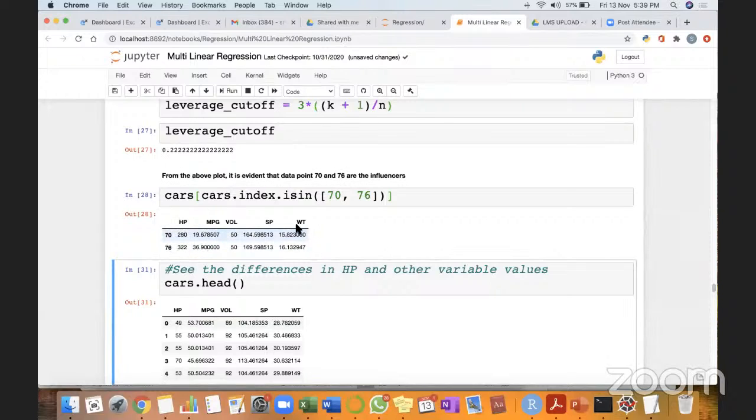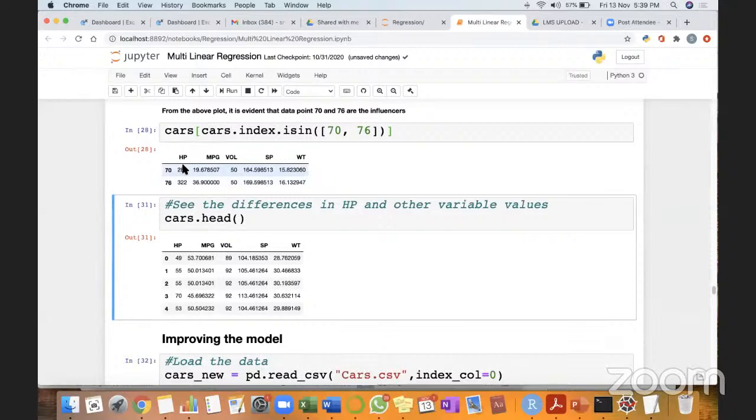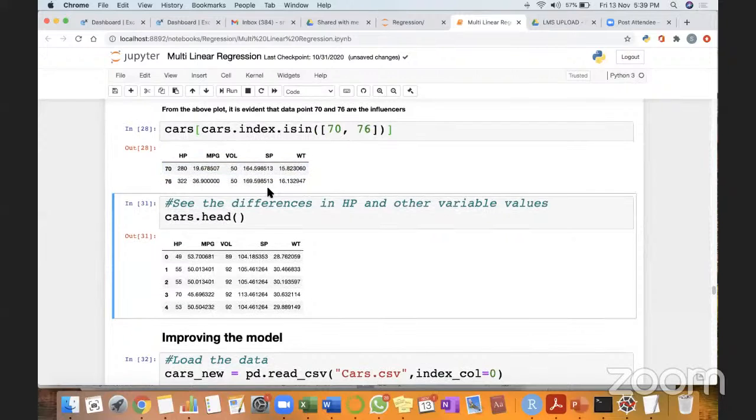These are the two data points you can examine here: the 70th and 76th data points, HP values and MPG. You can compare these highly influential outlier data points with the normal data set. For HP, you can see 283, 222, and normal values of HP are 49, 50, 70, below 100. So because of these high values in HP as well as low values in MPG, these two data points are termed outliers.